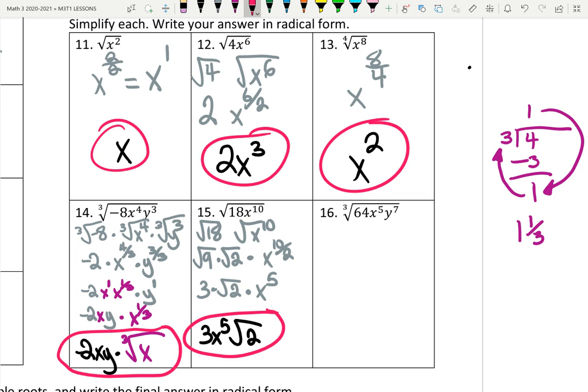Okay, let's do 16. The third root. I need to take the third root of 64. I'm going to take the third root of x to the 5th, and I'm going to take the third root of y to the 7th. Well, I know 4 times 4 times 4 is going to be 64, so that part's okay. And then I'm going to rewrite this to be x to the 5/3 times y to the 7/3.